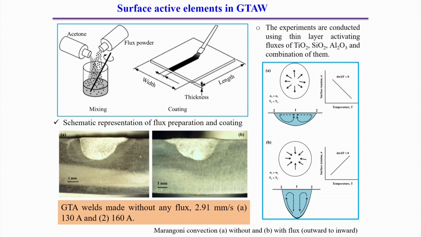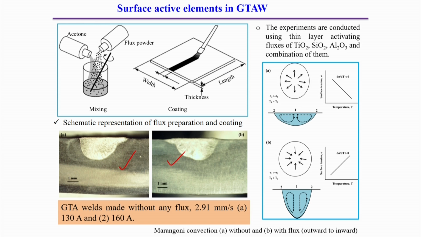Let us see that in the first figure: there is one way of adding the surface active elements in TIG welding, or gas tungsten arc welding process. In this process it is possible to mix the flux powder with acetone and simply put the coating on the surface, and then if we conduct the welding process, we can find there is a different profile, for similar parameters, or maybe if we change the other parameters. So, this is one way to add the surface active elements within the weld.